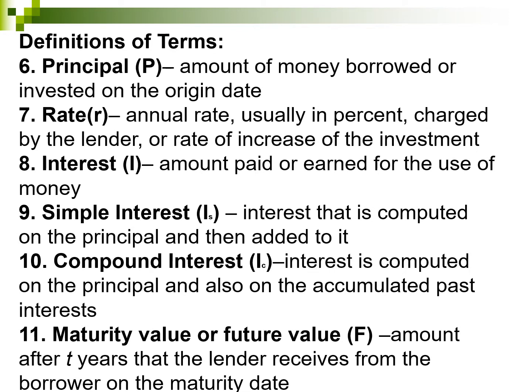Number 6, principal. Number 7, rate. Number 8, interest. Number 9, simple interest. Number 10, compound interest. And number 11, maturity value or future value. These are the 11 important terms that you have to understand and familiarize with. These are very important once we go to the problems about business math. And as we go on to our lesson, you will understand its term better once we have problems regarding interests.